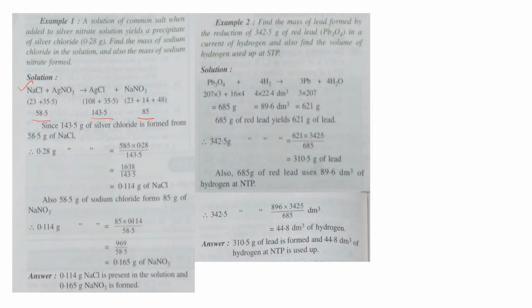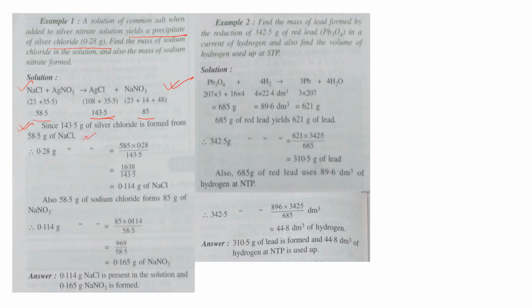Now it is given the precipitate, it's yielding a precipitate of silver chloride which is 0.28 gram. This is the only clue that is given. So that means I have to frame my sentence in a way that I can use this silver chloride, the known weight. So from this equation I can write, and you have to find out the mass of NaCl used. So I can frame the sentence in this way. 143 gram of AgCl is formed from 58.5 gram of NaCl.